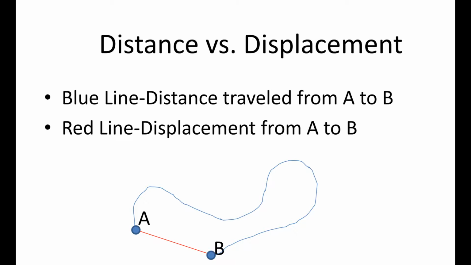Your displacement is how far you are from where you started. So that's the red line, distance from A to B. So displacement is how far you are from where you started. Distance is the actual distance of the path you walked. Does that make sense to everybody?